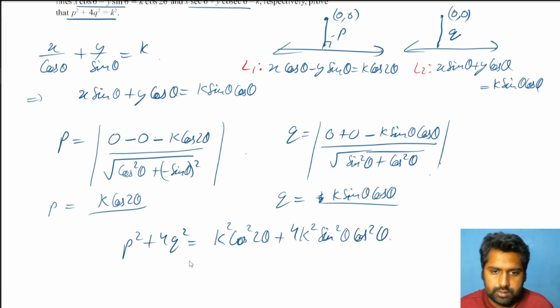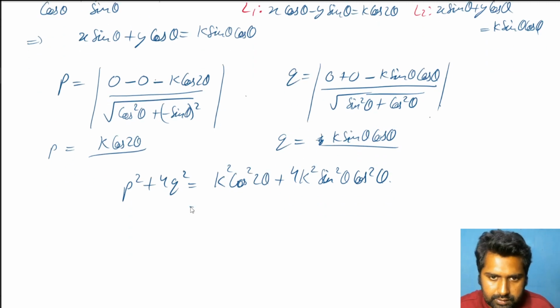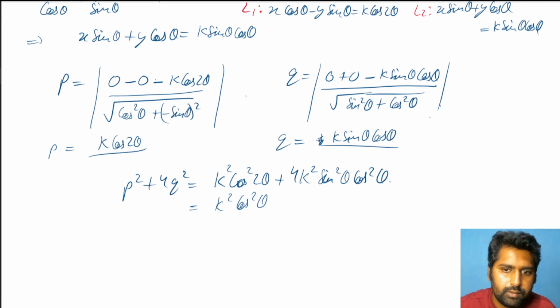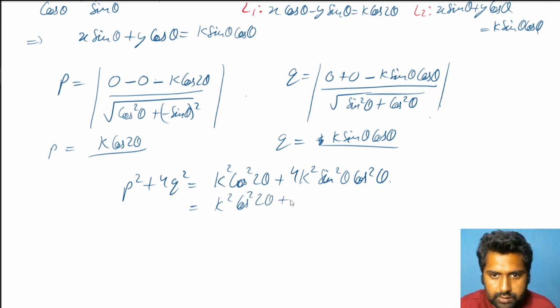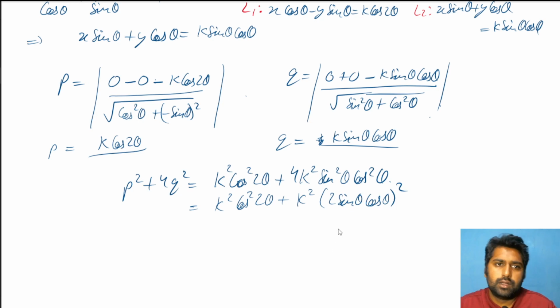Okay, now keeping this as it is, k square cos square 2 theta, this k square I am taking out, and I am combining 4 sin square theta cos square theta as 2 sin theta cos theta whole square. You'll understand why I am doing this. I have done 4 as 2 square, combined them together and written them in a whole square, 2 sin theta cos theta whole square.